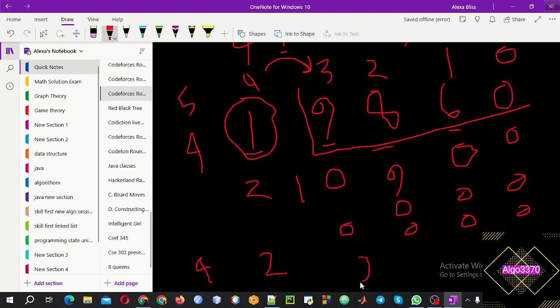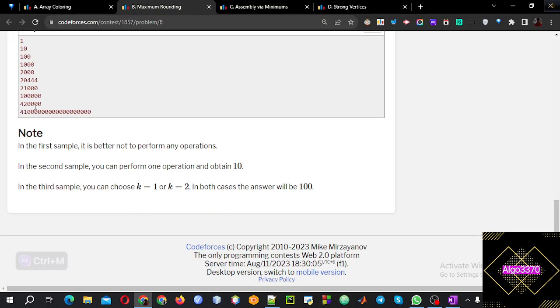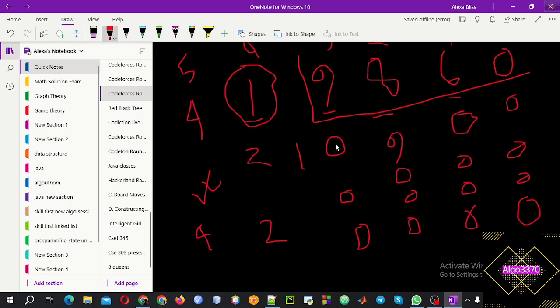And we will get the number 42000. The number we get is 4240. If we see the result 4240, this is the maximum possible number here. We cannot increase or maximize the number x more than this, 42 into 10 to the power 3. So this is our main requirement of this problem.